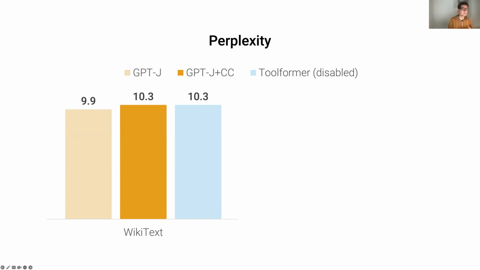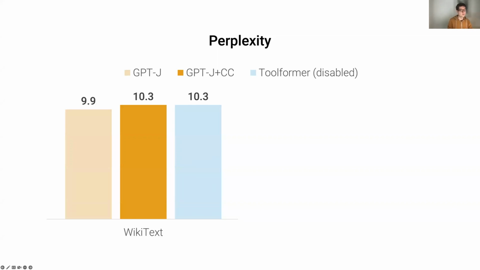That might simply be because the original distribution that GPT-J was trained on is a bit closer to the kind of text that we find in there than CCNet. But the important bit is, as we add our API calls to the training data, that doesn't really hurt perplexity. So GPT-J plus CC and Toolformer have the exact same perplexity.